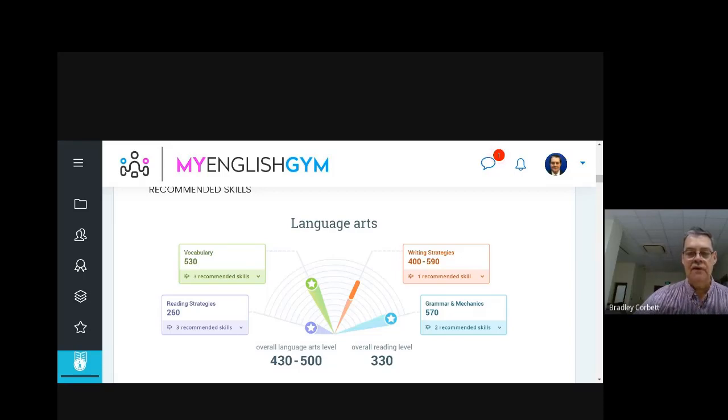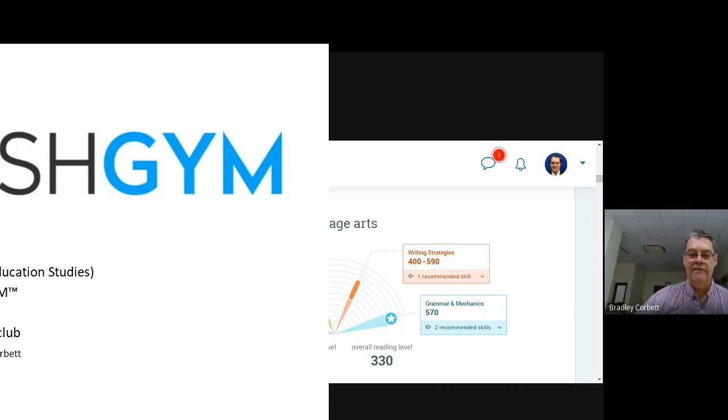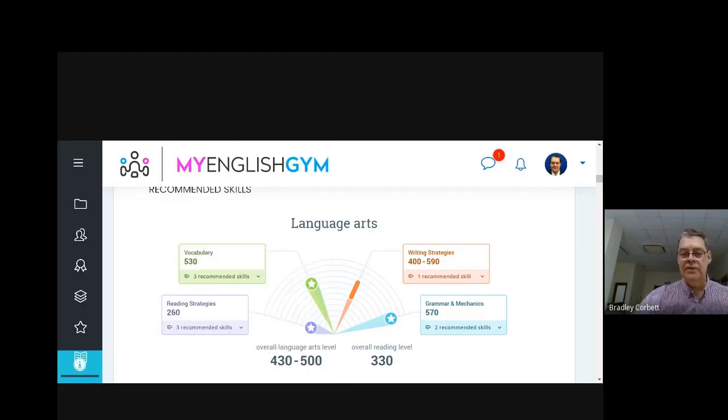So the student's scores for vocabulary and grammar are grade 5.5, so 530, 570. And the reading score is 260. So this student is operating at a grade 3 level in reading, but they have a grade 5.5 level for vocabulary and grammar. So all we need to do is focus on the reading. And if we bring those skills up, then it's going to improve them by at least 2 grade levels.